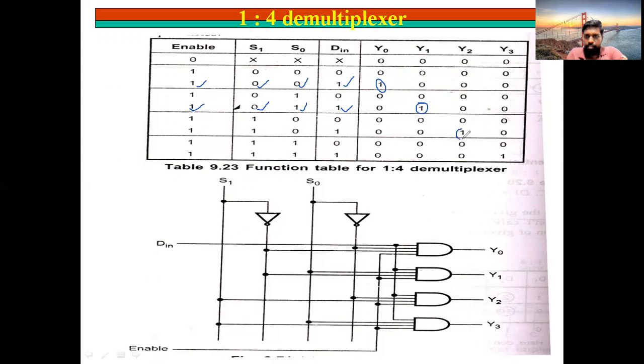And what is the equation of Y2? D in, S0 bar, S1, enable. And what is the last one? Y3, all ones. So D in, S0, S1, enable. So that particular information is to be represented in this diagram. Okay, clear? So like this, we can frame the function table as well as the logic diagram.